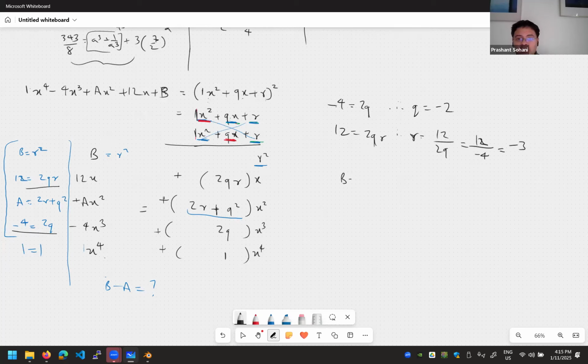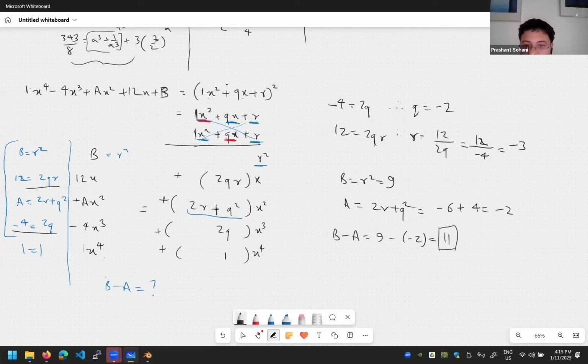Therefore, b, which is r square, is 9, and A, which is 2r plus q square, will be minus 6 plus 4, which is minus 2. So therefore, b minus A is 11. So that is my answer.